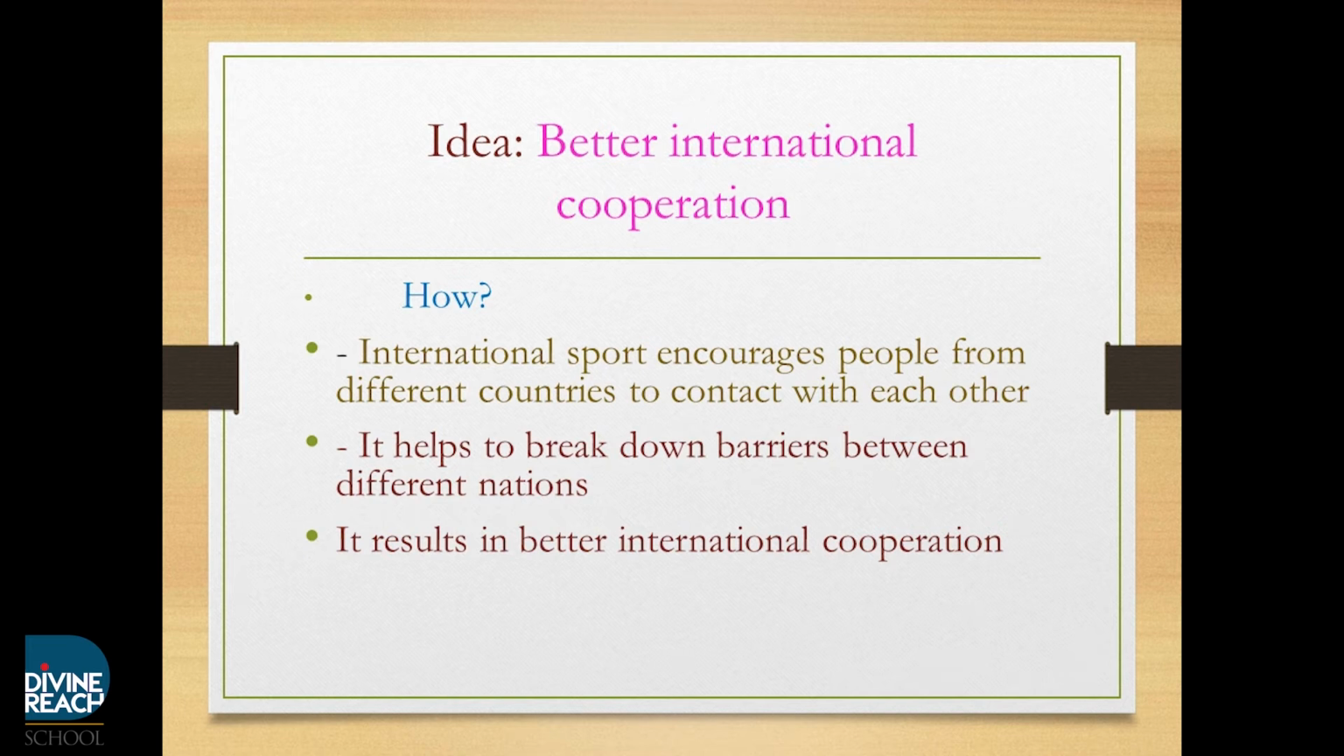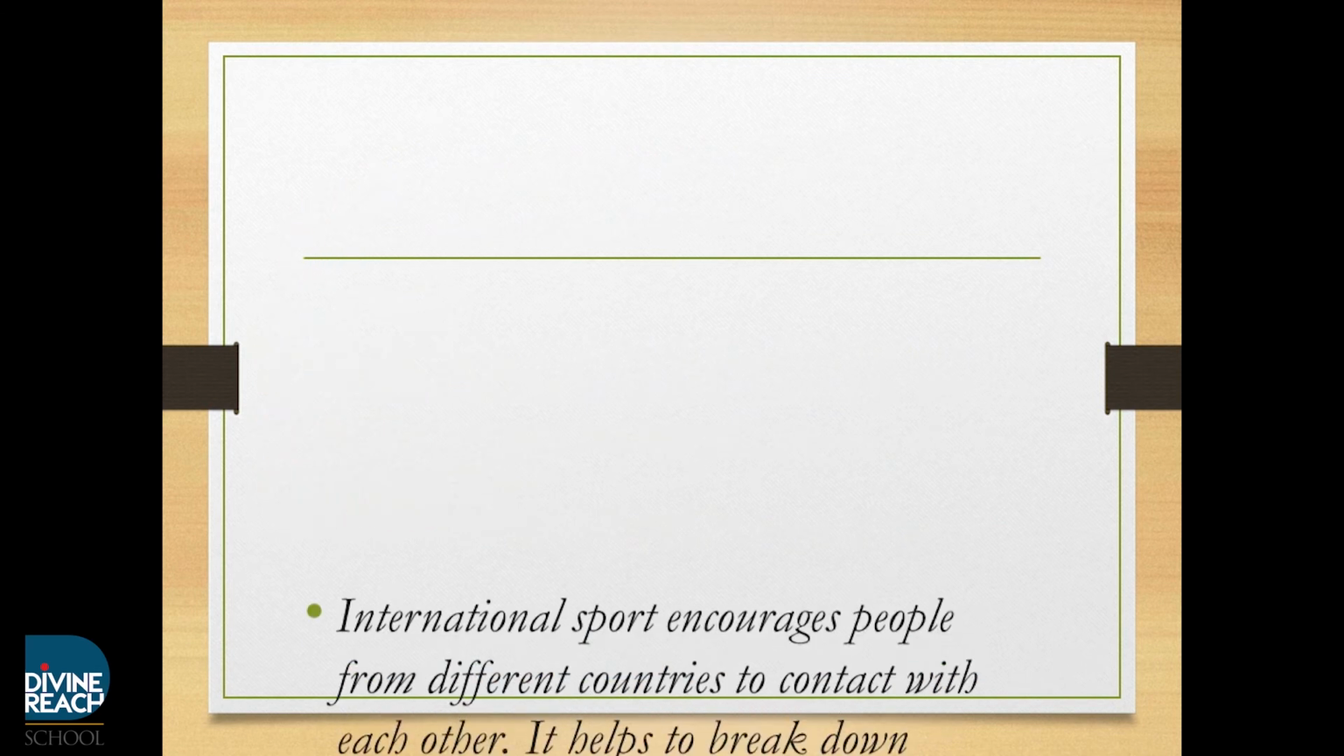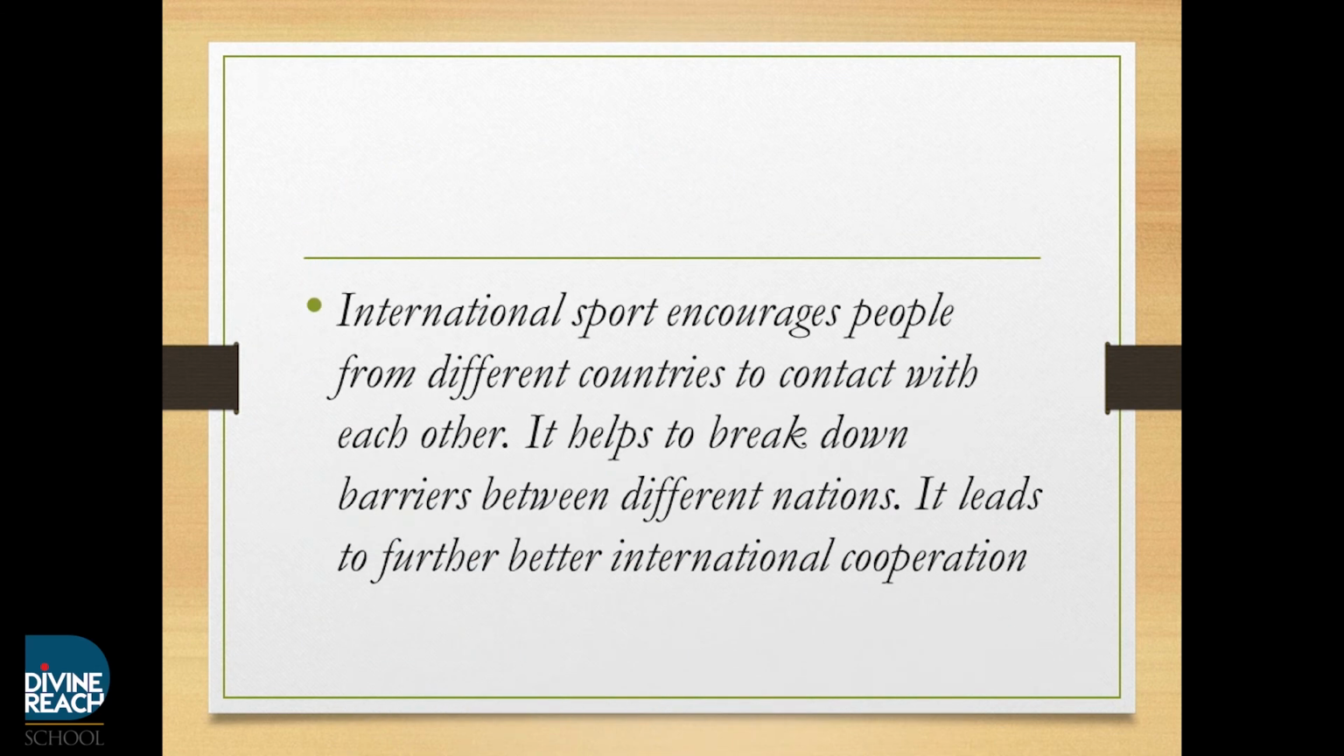Let's look at how they look together. So, here you can see, international sport encourages people from different countries to contact each other. It helps to break down barriers between different nations. It leads to better international cooperation. As you see, even though I explained my idea clearly, it sounds monotonous and a little bit boring because I'm just using simple sentences and no linking words. So now it's time to turn to our second stage.